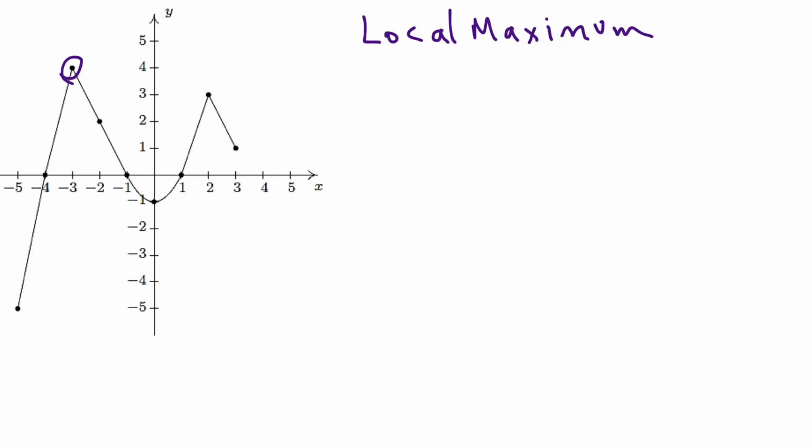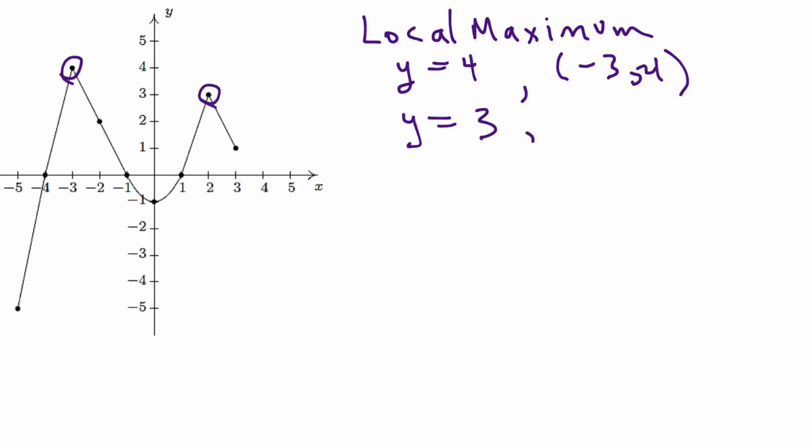All right, so that's the value of 4. If you want it as an ordered pair, you would say -3, 4. And then we've got one here. So that's y is equal to 3, or as an ordered pair, 2, 3. Sometimes the wording would be you have a local maximum of 4 at the x value of -3, or you have a local maximum of 3 at an x value of 2.